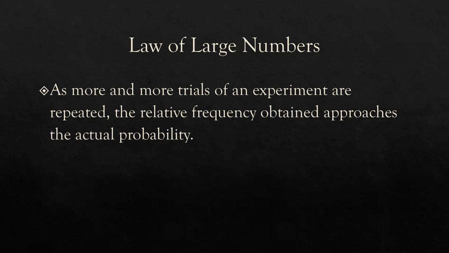So in just flipping the coin twice, I may not get 50% heads and 50% tails. But as I flip more and more coins, if I flip the coin 1,000,000 times, then probably about half of those will be heads and half of them will be tails. So the law of large numbers says that as we repeat the experiment and we have more and more trials, then the relative frequency is going to get closer to the actual probability.